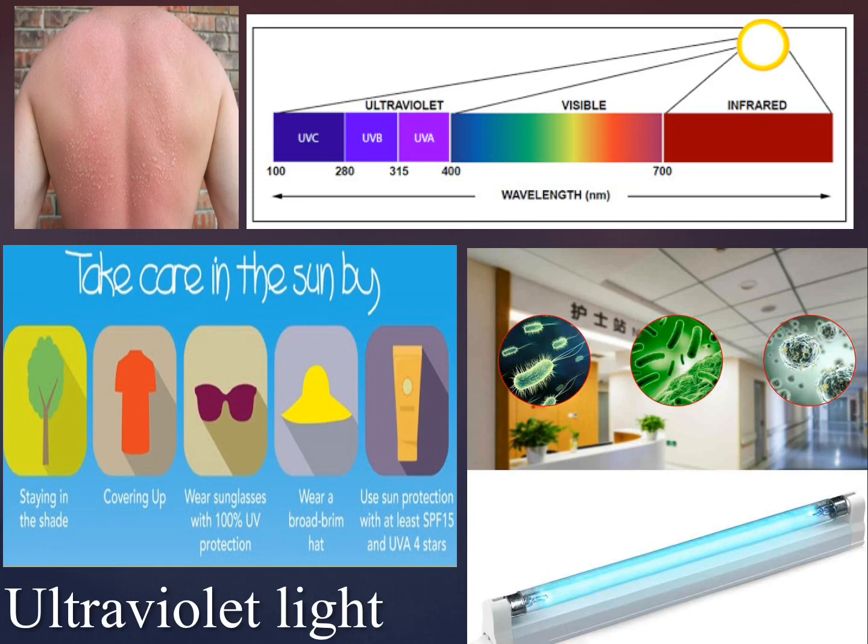Our body makes vitamin D by using ultraviolet light. Vitamin D is very important because it allows the intestine to absorb calcium. And you know how important calcium is to the health of our body, especially to the strength of our bones and teeth.